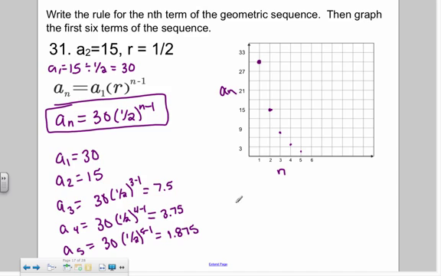And then it did tell me to do the sixth term, so let's go ahead and quickly calculate that. I'll have 30 times 1/2 to the 6 minus 1, which is really just 1.875 divided by 2, which is 0.9375. So that's going to be a little bit less than 1.